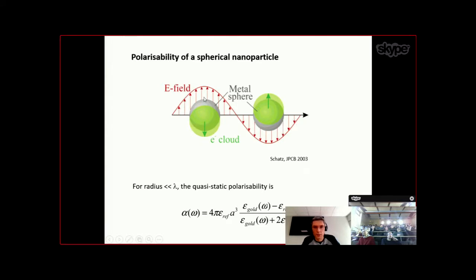So for a given time, the E field is pointing up, then the electron cloud is pushed down, and half a period later, this is still the same nanoparticle, the E field is pointing down, the electron cloud is pushed up, and then you have an oscillation of charges. This is exactly what I told you before playing with the different slides. Just remember, to avoid any misconception, this axis is time.